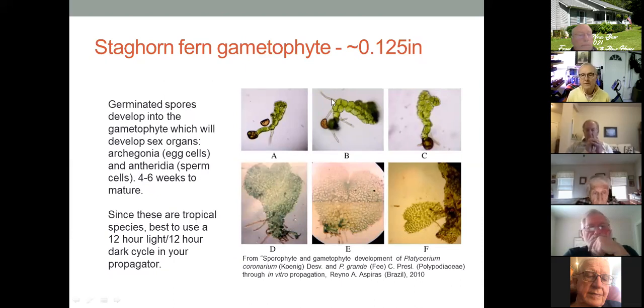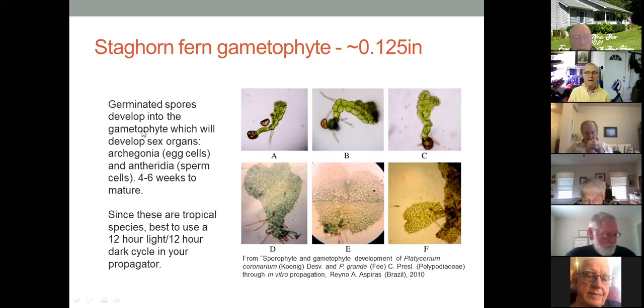As the fern gametophyte matures, you can see there's a formation of a little spatula-like plate that begins to divide. This little plantlet only has probably less than 20 cells, but as it matures, it will grow into a very small, flat what's called the thallus, which has hundreds of cells. And these pictures are Platycerium coronarium and Platycerium grande.